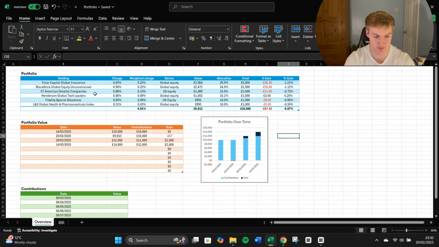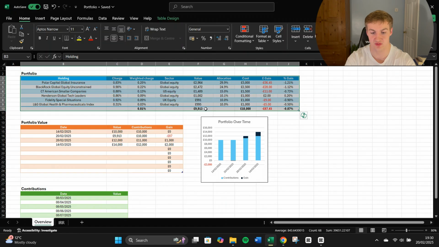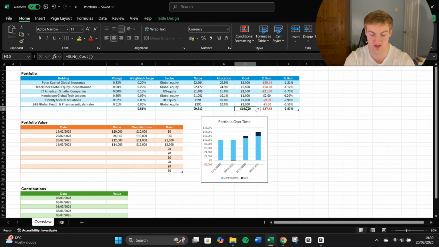We've got the holdings, 6 funds at the moment. We've got the weighted charge, the value as of today. And then we've got the cost, the gain in pounds, and the gain in percentage. This transfers over to the middle sort of table where I'll track the value over time.